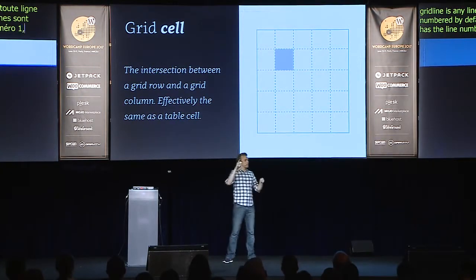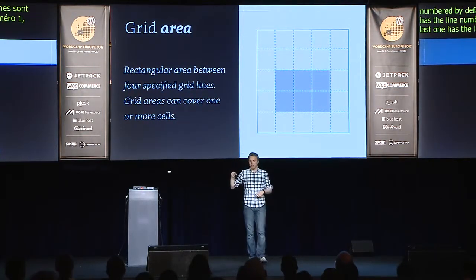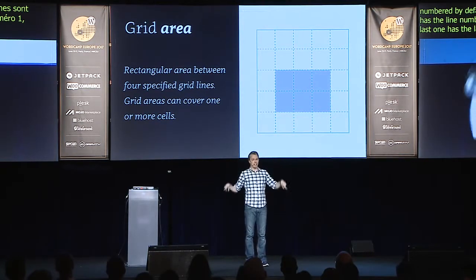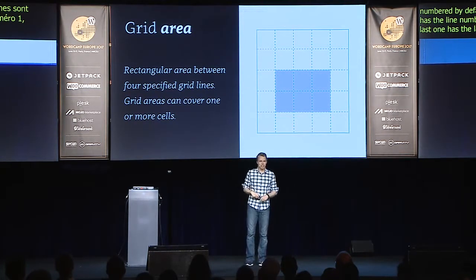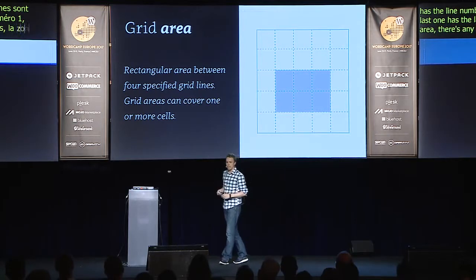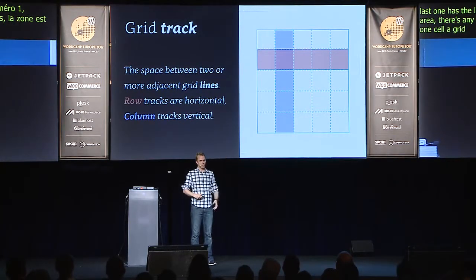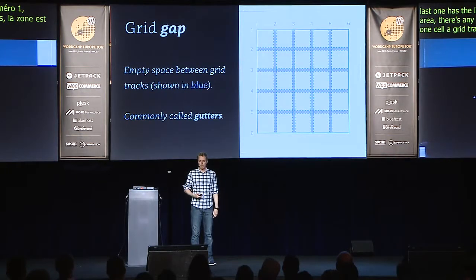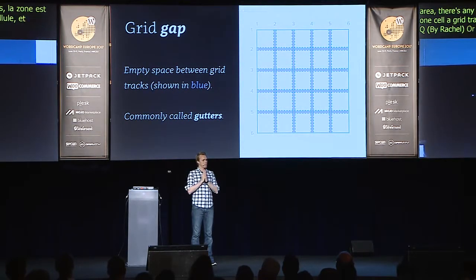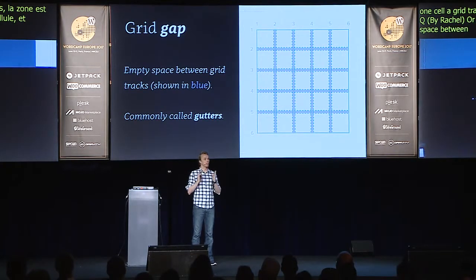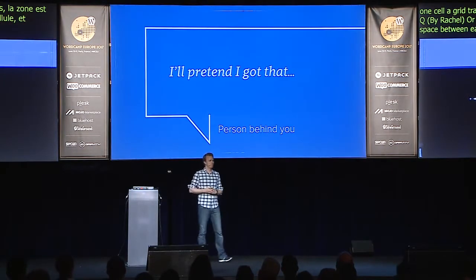A grid cell is any cell inside the grid. A grid area is any defined rectangular area inside the grid that covers more than one cell. A grid track is either a horizontal track or a vertical track, so a row or a column. And a grid gap is the space between each of the cells if you choose to add, basically, gutters. Got that?